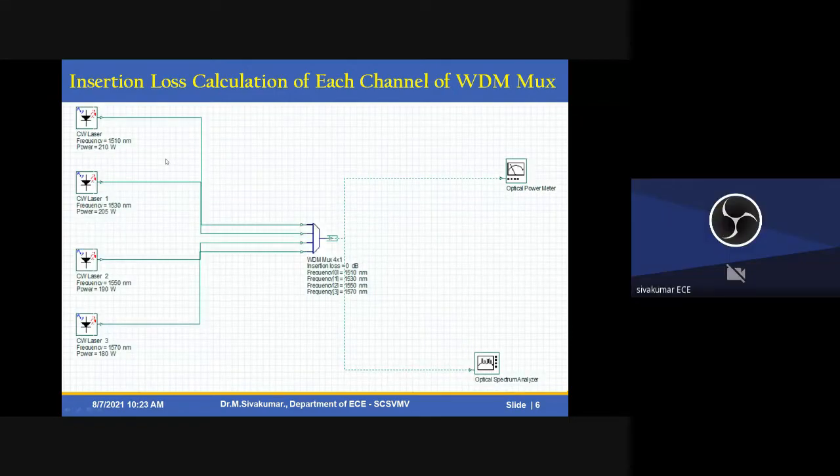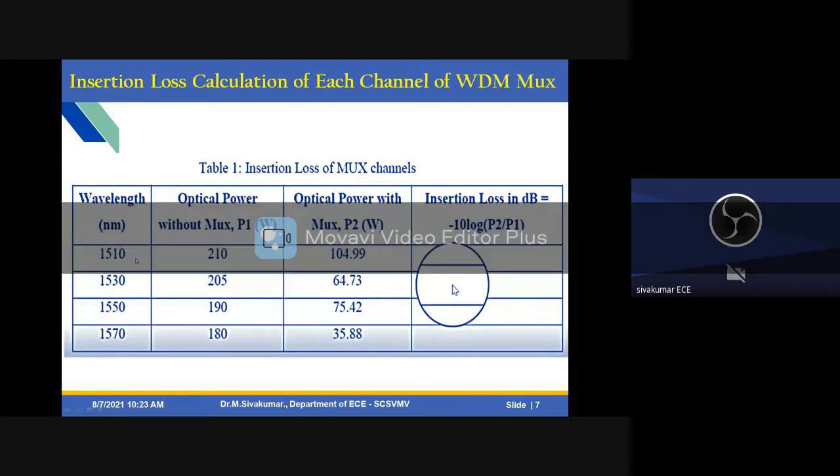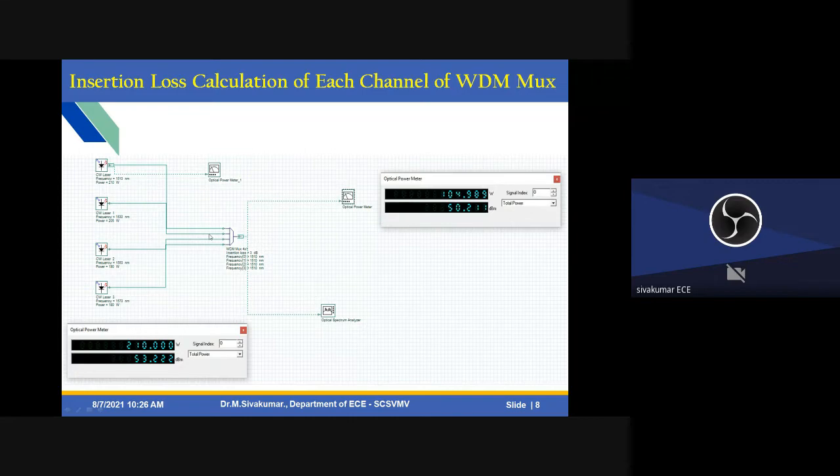If you want to find out the first table, for example, this is a calculation for finding the wavelength for 1510, the input is 1510. You need to get this one. At the time of simulation, we will get clear. I will tell the procedure how to do it.